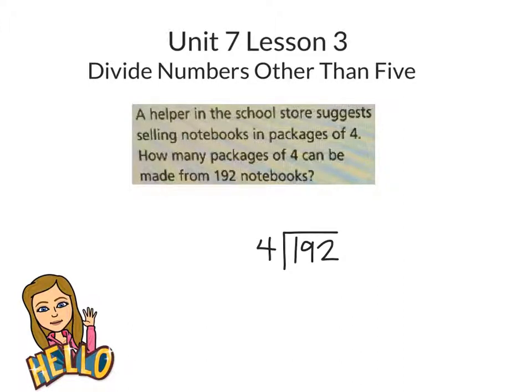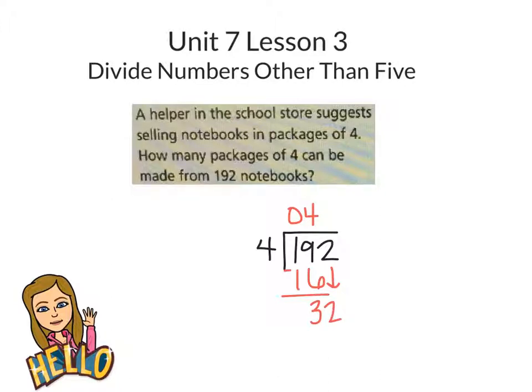So let's get started. Can 4 go into 1? No, put up your placeholder. Can 4 go into 19? Yes. 4 times 5, too high, 20. But 4 times 4 is 16. So now I subtract to see what leftovers I have. 19 minus 16, I know is 3. Bring down the 2 that's been waiting so patiently.